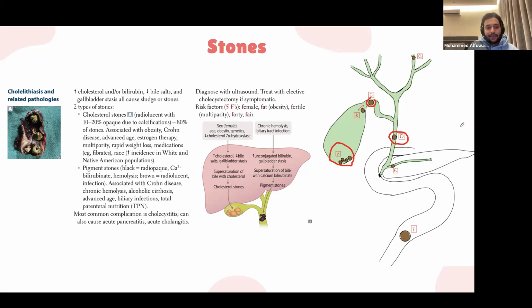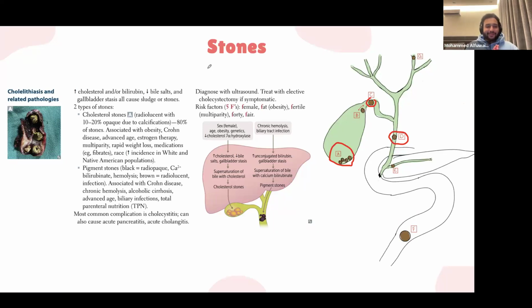Cholelithiasis. Lithiasis, I mean stone. Now, with these patients with cholelithiasis, because of the bile accumulation that happens, infection can happen and inflammation of the common bile duct, usually ascending. What do we call this? Cholangitis, ascending cholangitis. Good.